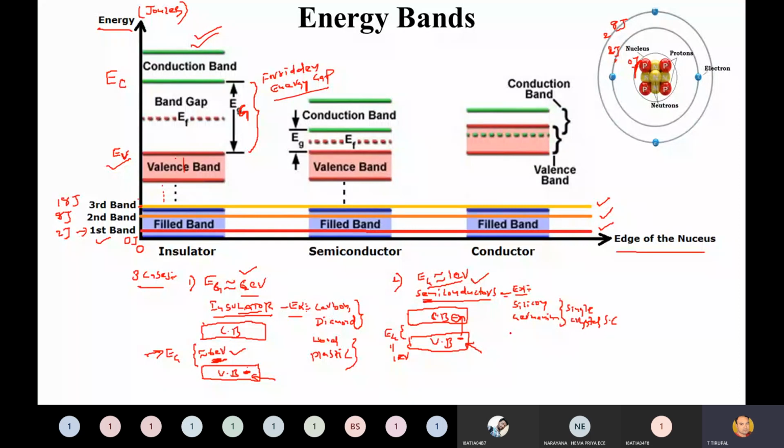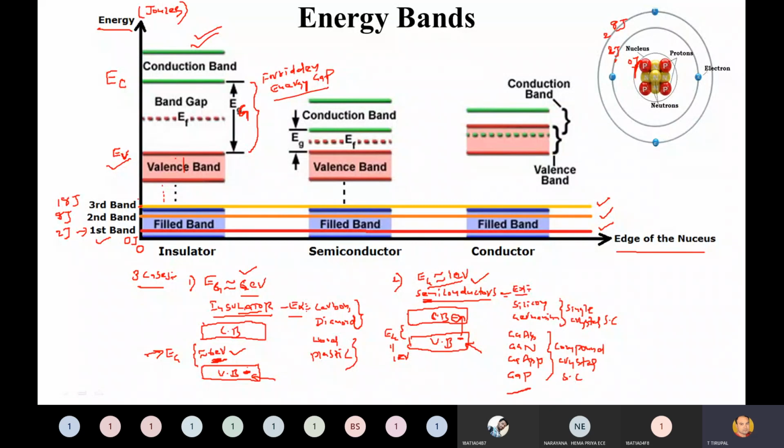And there are also compound semiconductors like gallium arsenide, gallium nitride, gallium arsenide phosphide, right? Gallium phosphide. These are called compound crystal semiconductors. So we are learning about two types of semiconductors here: silicon and germanium, single crystal semiconductors. Compound crystal semiconductors are gallium arsenide, gallium nitride, gallium arsenide phosphide, and gallium phosphide.